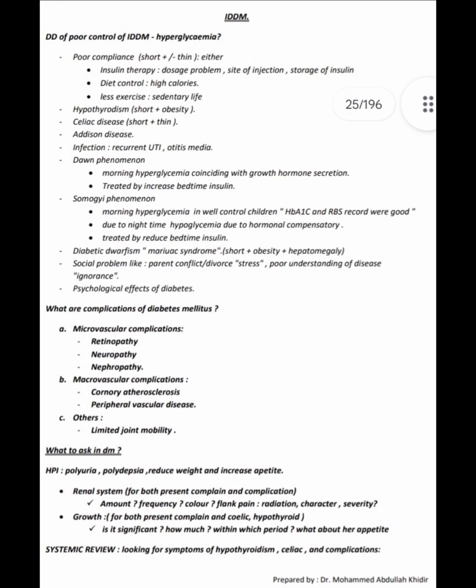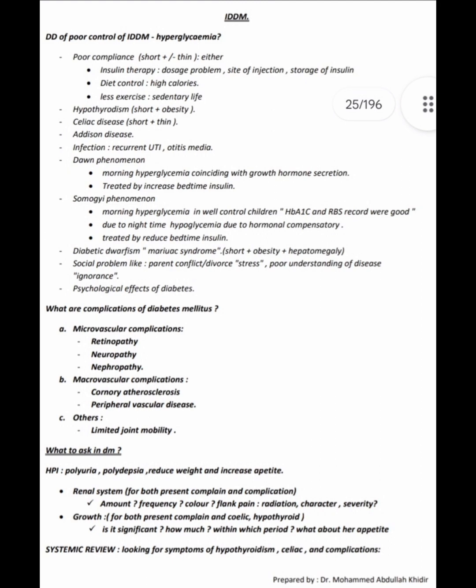So first we notice the differential diagnosis of poor control of insulin dependent diabetes mellitus, hyperglycemia. So first one is poor compliance. Poor compliance, that is short plus minus thin, either there is insulin therapy, dosage problem, site of injection and storage of insulin. Diet control, that is high calories and less exercise, sedentary lifestyle. These are included in poor compliance.